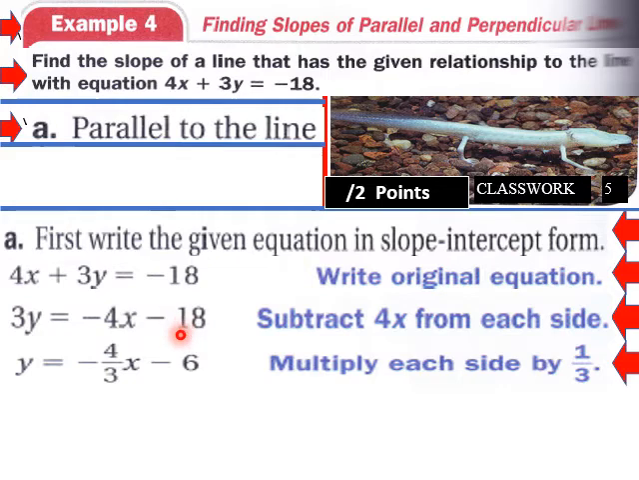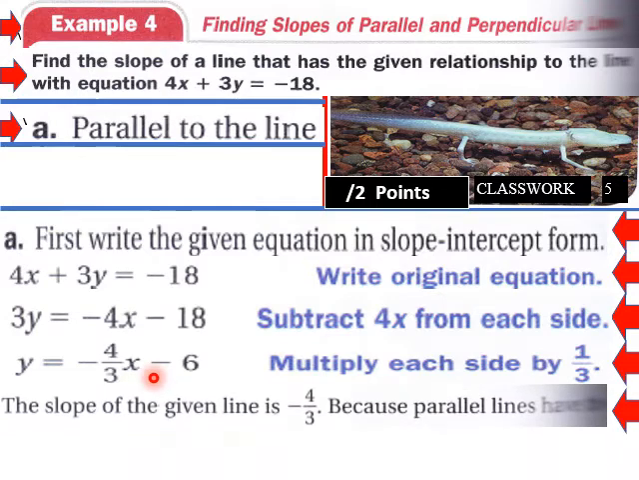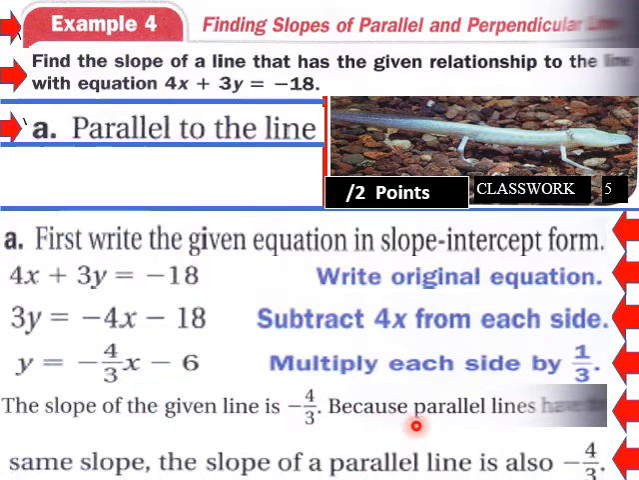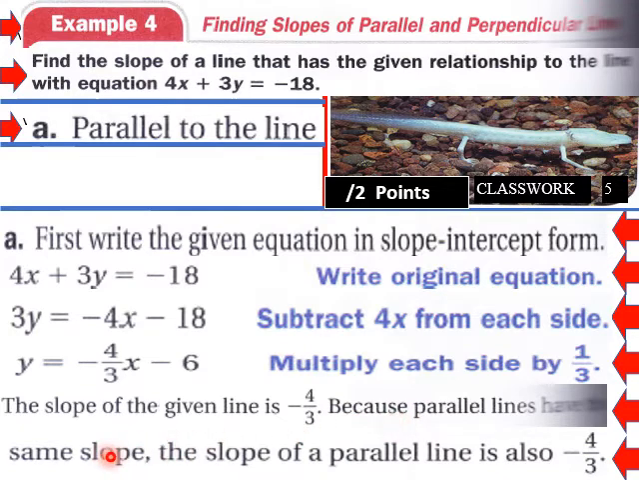And this goes to negative 6, this goes to y, this goes to negative 4 over 3x. Here's our slope right here. We have negative 4/3 x, so the slope of the line is negative 4/3. Because parallel lines have to have the same slope, the slope of a parallel line is also negative 4 over 3. We have to have a line with a slope of negative 4 over 3 if it wants to be parallel to this line.